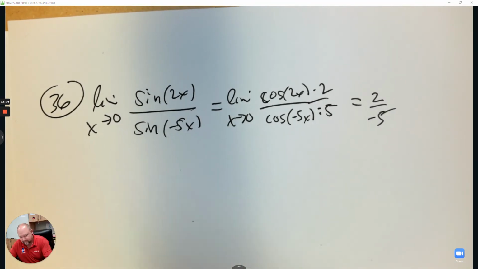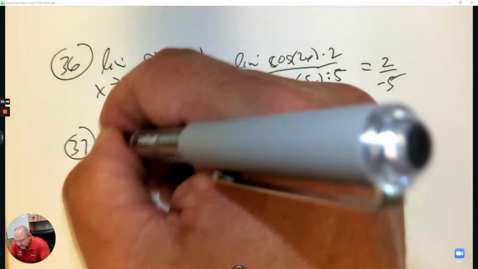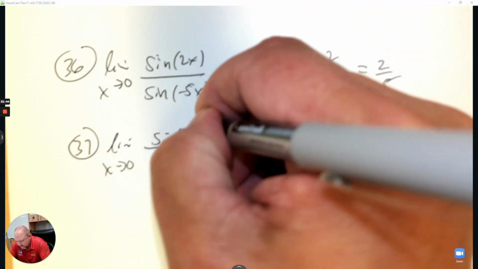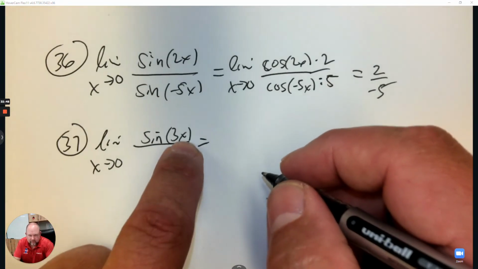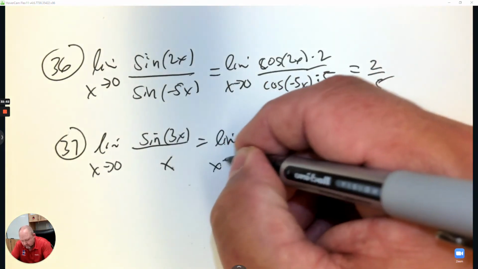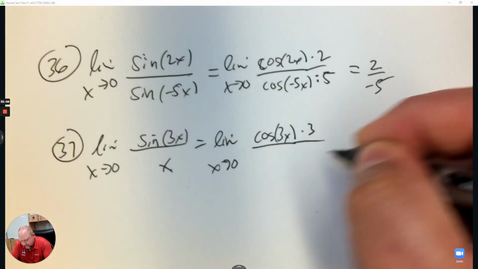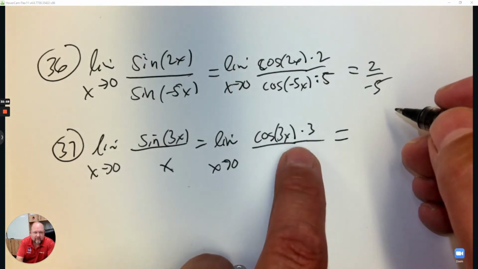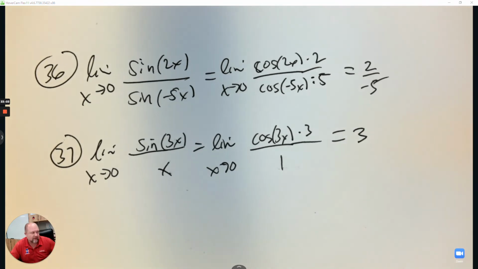37. The limit as x approaches 0, sine 3x over x. All right. So again, if we approach it with 0, sine 0 is 0 over 0, L'Hopital's rule. Take the derivative on top. That's cosine 3x with a hook, and 1. When I plug in 0, cosine 0 is 1, and 1 times 3, and the answer is 3.